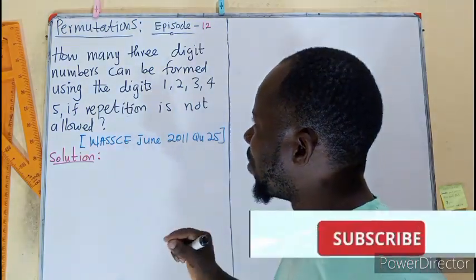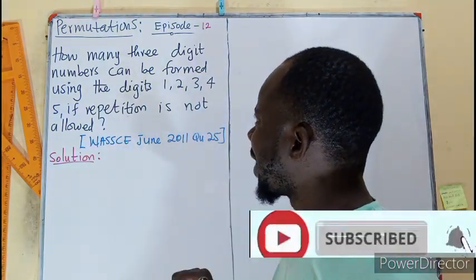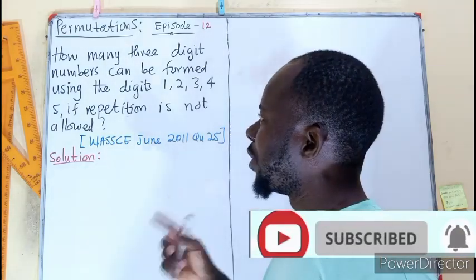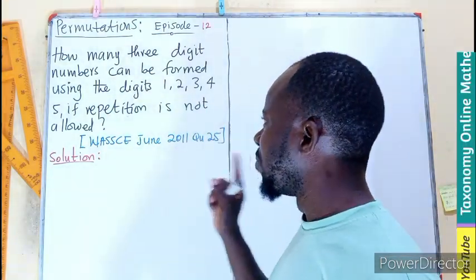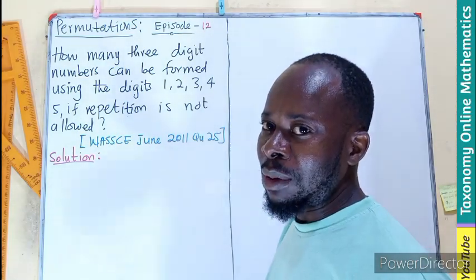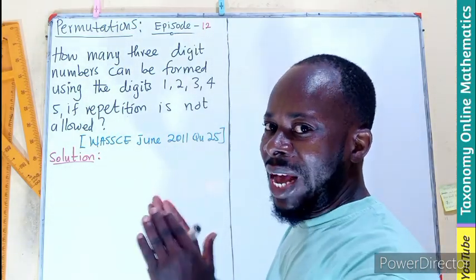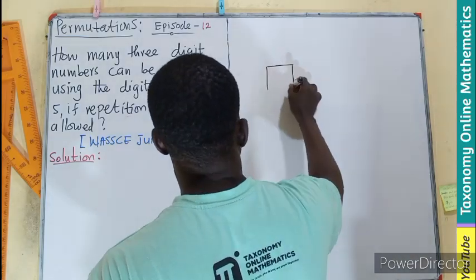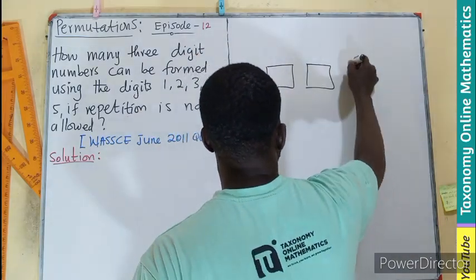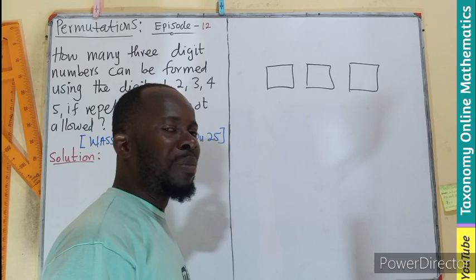Let's see how we can provide an answer to this, based on the tutorial on permutation. How many three-digit numbers can be formed using the digits 1, 2, 3, 4, and 5 if repetition is not allowed? Remember, the tutorial we are dealing with is permutation, but we can also use our fundamental principle of counting to get those numbers.